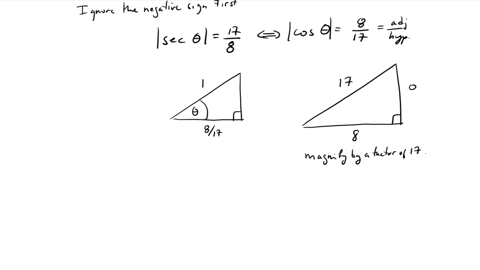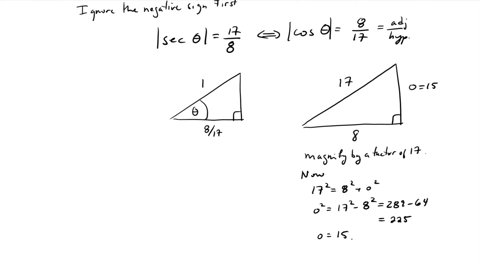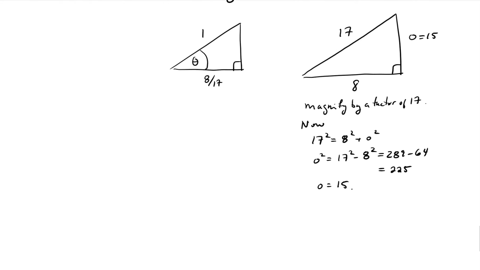And how do I calculate this opposite side? I'm going to use the Pythagorean theorem. So now, 17 squared is 8 squared plus O squared, the opposite side squared. So the opposite side squared is 17 squared minus 8 squared. So that's 289 minus 64. And that's 225. So that makes the opposite side equal to 15. Okay, and now I've got a triangle. I've got all 3 sides, and it's super easy.